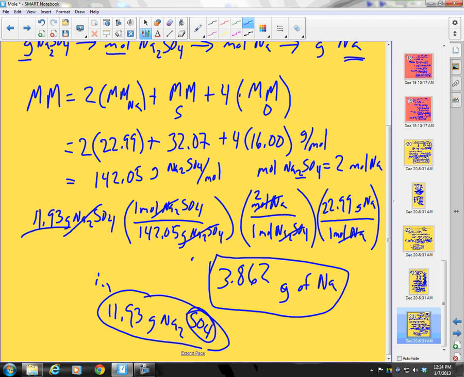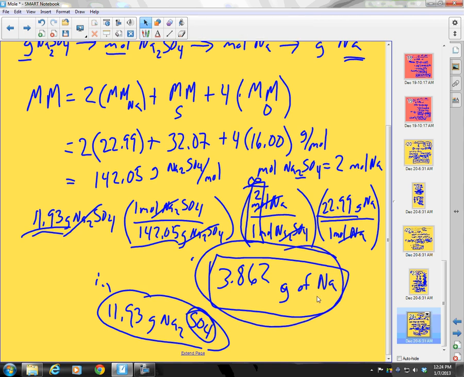Okay, cool. Now here's one last question. Someone would say, well, Mr. Smith, aren't there just 1 sig fig here? No, this is a count. 1, 2, count. When you have a count, you have infinite sig figs. So I'd have 4 here, 5 here, infinite here, 4. So my answer would have 4. 3.862. If you can do that, you are a master of the mole.